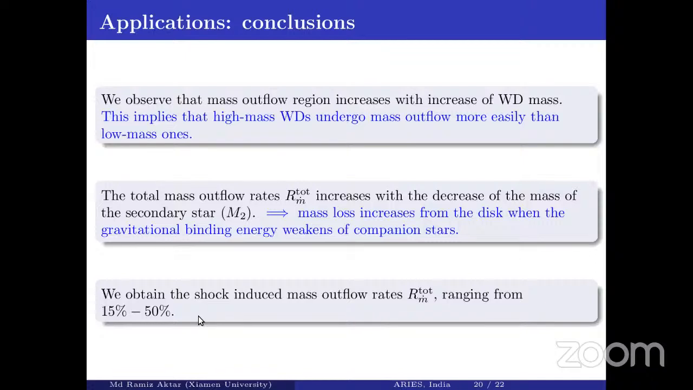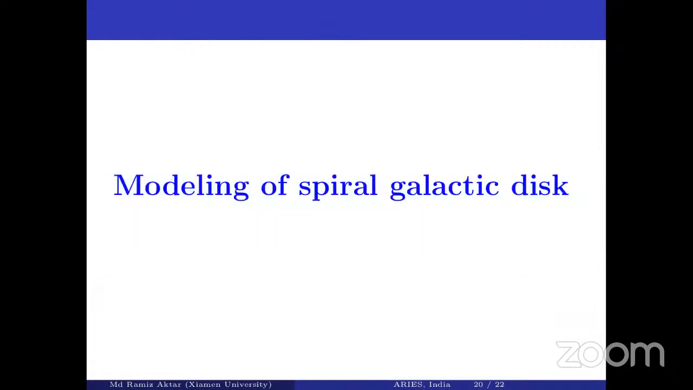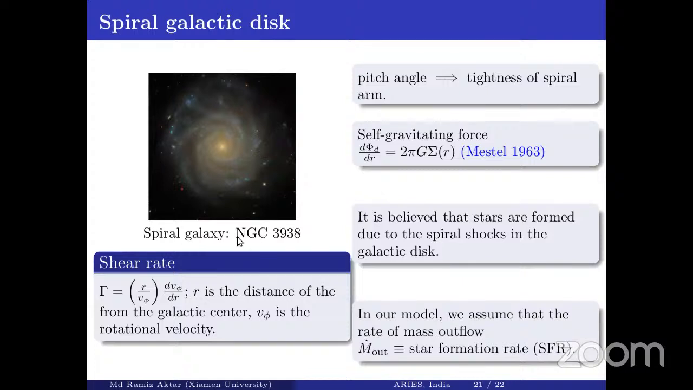So this is basically our accretion-ejection model in the presence of a spiral shock for an accreting white dwarf. Now we want to extend this model to apply to the spiral galactic disk. We know spiral galaxies are very common in the universe. This is a spiral galactic image, NGC 3938. In this type of accretion, or the spiral galactic disk, we can apply our model as well.